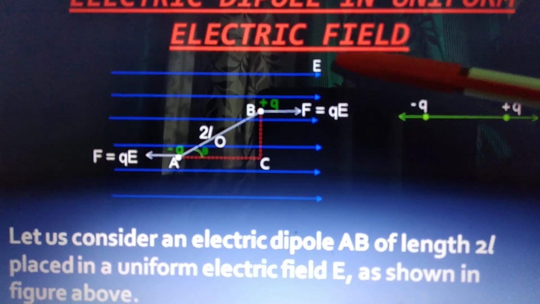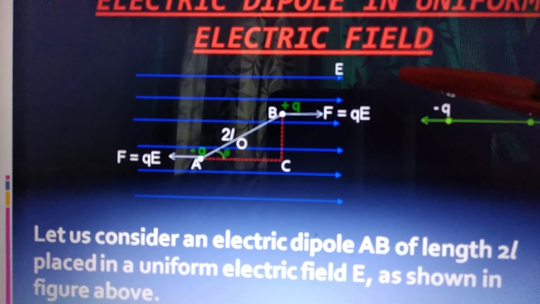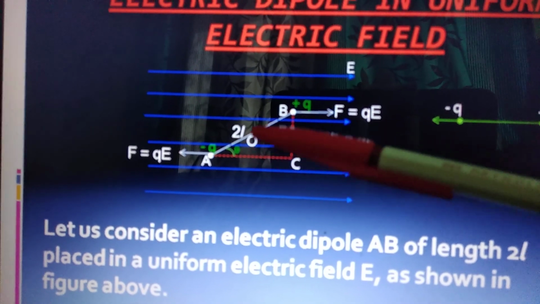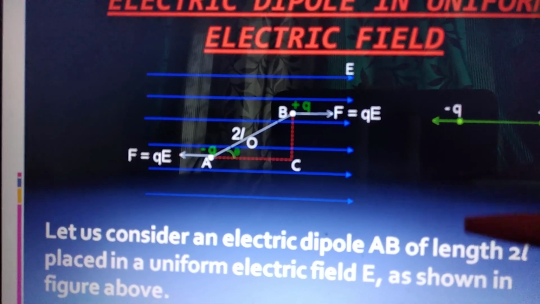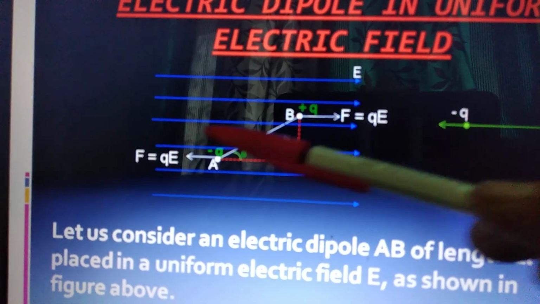Welcome back, dear students. I am Rajiv Lohani and I am here with you to discuss the torque experienced by an electric dipole when it is placed in a uniform electric field. The uniform electric field in this diagram has been represented by the straight parallel lines and is directed from left to right in this case. The strength of the field is E at every point from left to right.